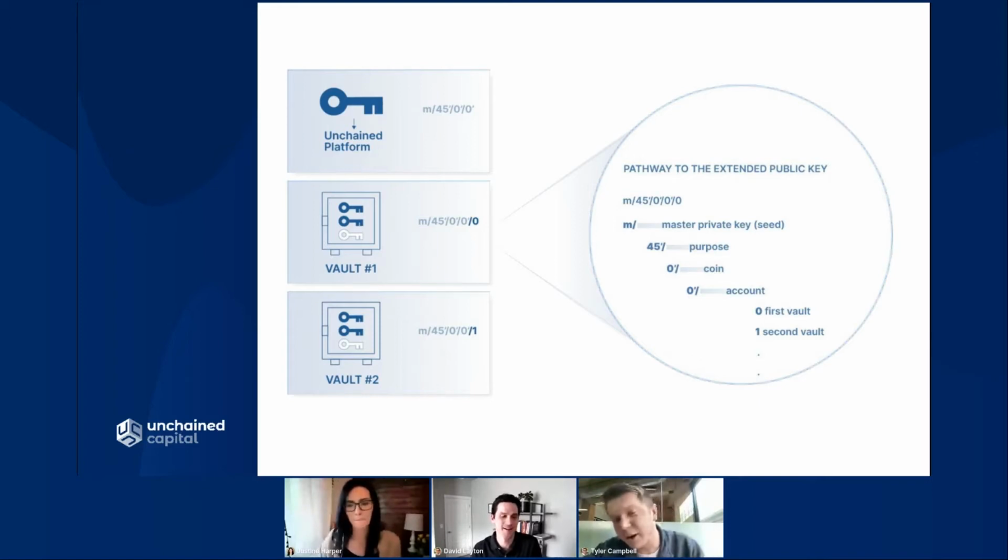The next 0, underneath coin, is your account level depth. And this is actually really, really cool. The account level depth is what allows you to use the same seed phrase that you set up on your device for multiple accounts. And where that might take place is maybe you have a personal vault within the Unchained platform, then maybe you have a business account or an IRA vault.